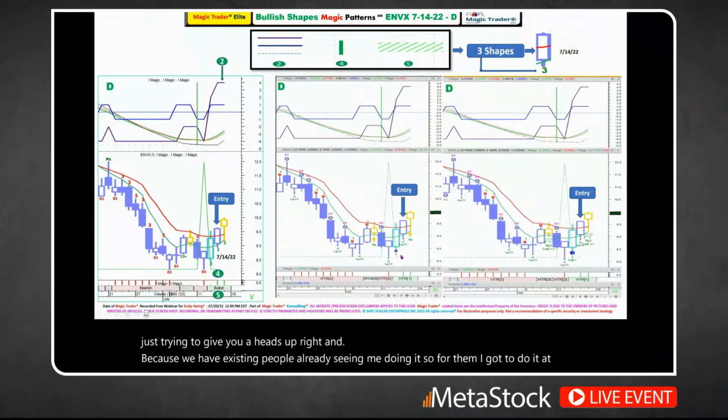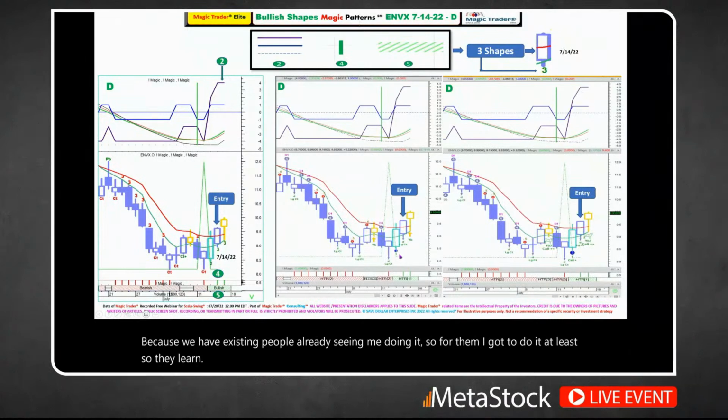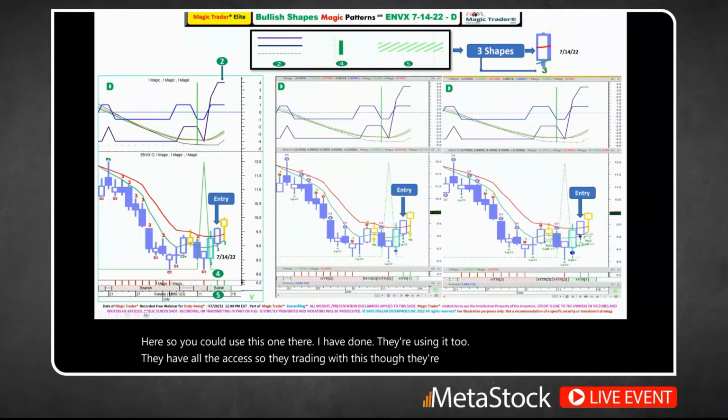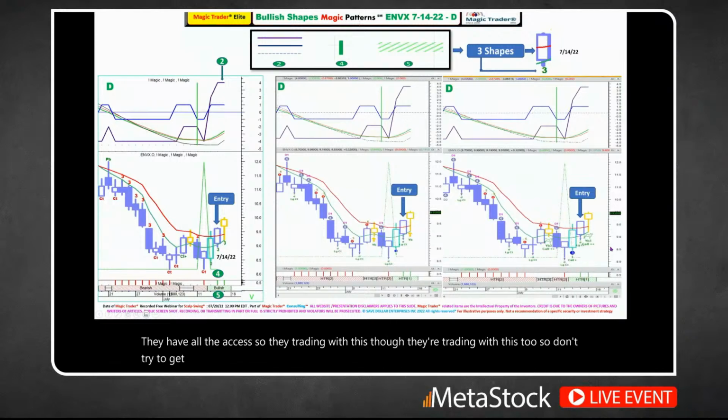So they learn here. So you could use this one. They have done it, they're using it too. They have all the access. So they're trading with this too. So don't try to get bogged down. These are just symbols, right? In this case, programming was done. I would buy an option for me, a call option. So I put a call option symbol there.